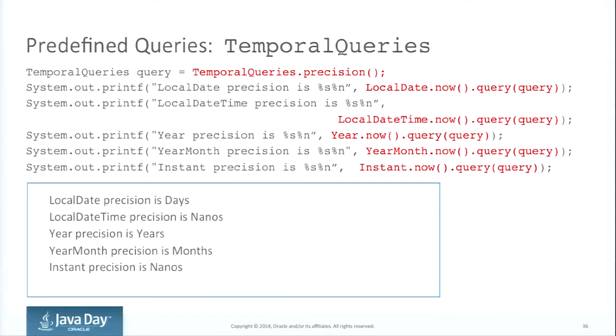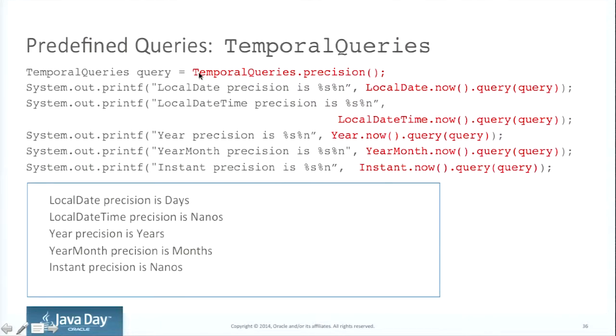Now you can query your dates, and again, there are predefined ways to query, or you can create your own queries. This is an example of a predefined one. What we're trying to do is find the precision of different objects. What is the measure that we have? For example, a LocalDate is a day, so the precision is days. A LocalDateTime, because it includes the time, has precision of nanos. For a Year, the precision is years. For a Month, the precision is months. And for an Instant, it's also measured in nanos.